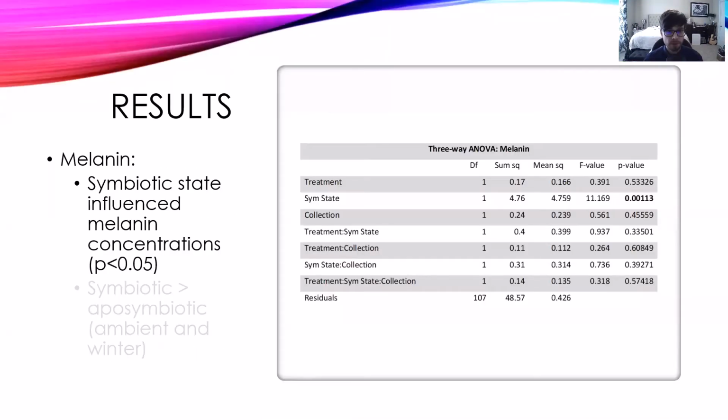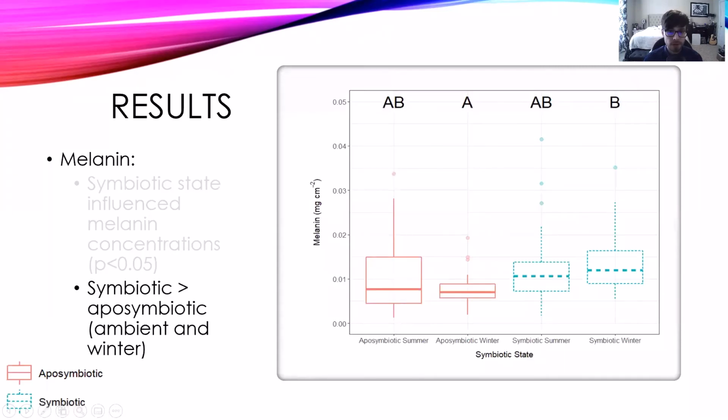Our very brief results from these data sets show that symbiotic state had a significant effect on melanin concentrations, depicted by this bold p-value that we can see in the table on the right. Upon further analysis with the Tukey's post-hoc test, when comparing the interaction term between temperature treatments and season, we found a significant difference between symbiotic and aposymbiotic fragments in the winter collections, with a much higher melanin concentration in the symbiotic compared to the aposymbiotic fragments.